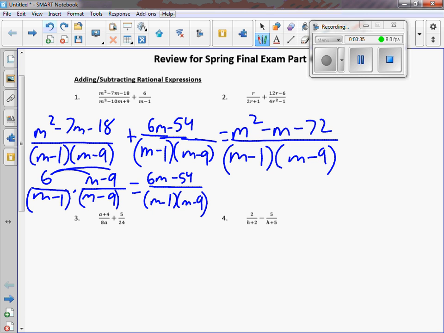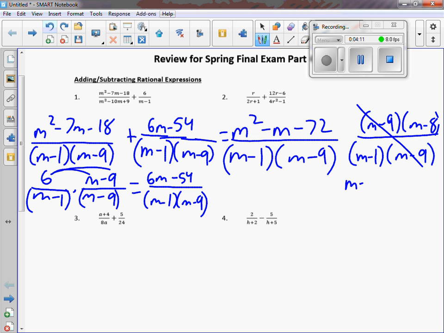The last thing we have to do is factor anything else we can to see if we can reduce. We see that this top piece here is a trinomial, so we want to add to -1 and multiply to -72. We're going to do that by factoring it down to m-9 and m-8. And on the bottom we still have m-1, m-9. And we should know from part 3 of the review, go back and review it if you need, when we have an exact match, we can reduce it. So our final answer is m-8 over m-1. And that's how you do number 1.